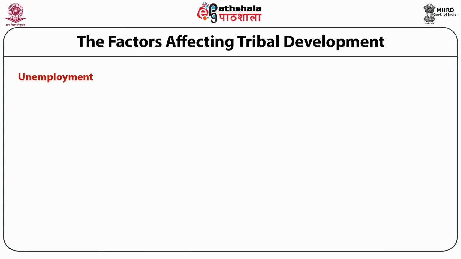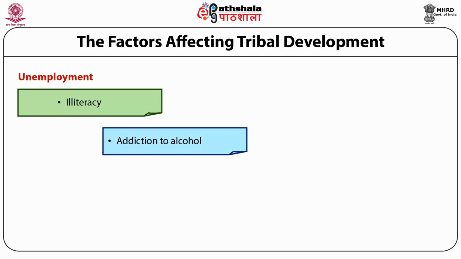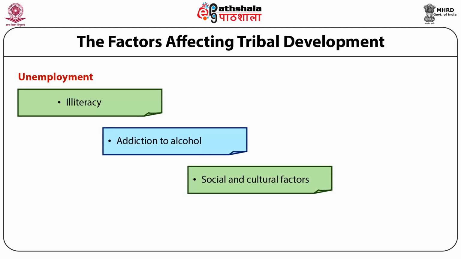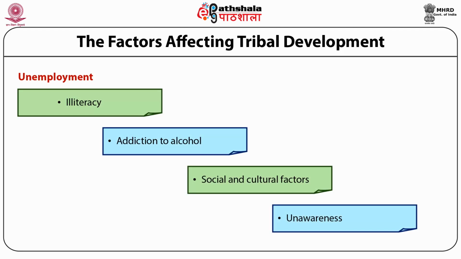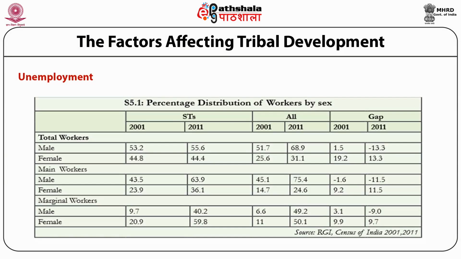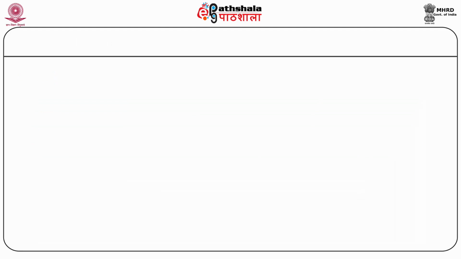Unemployment. Reasons for unemployment are illiteracy, addiction to alcohol, social and cultural factors, and unawareness among the tribes in India. You can make out unemployment percentages among the tribals from the source of the Census of India 2001-2011, where a lot of tribal people lack employment.